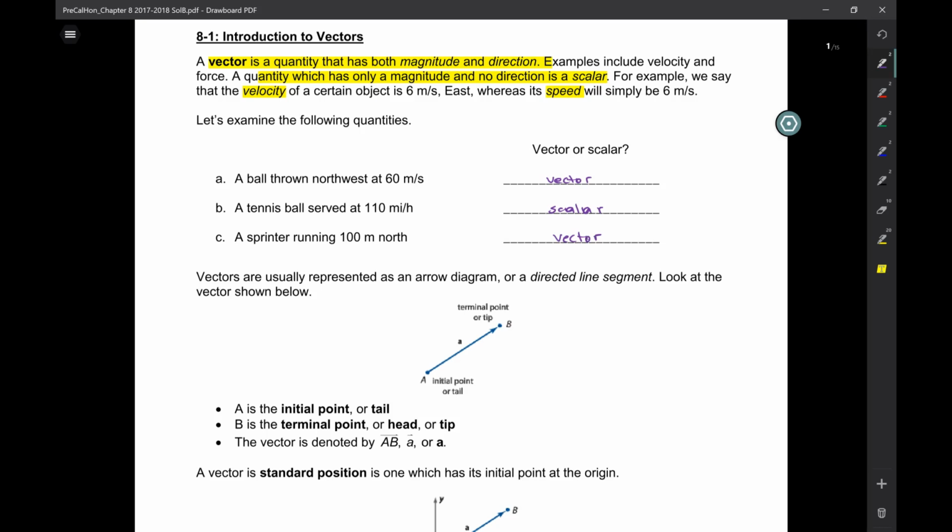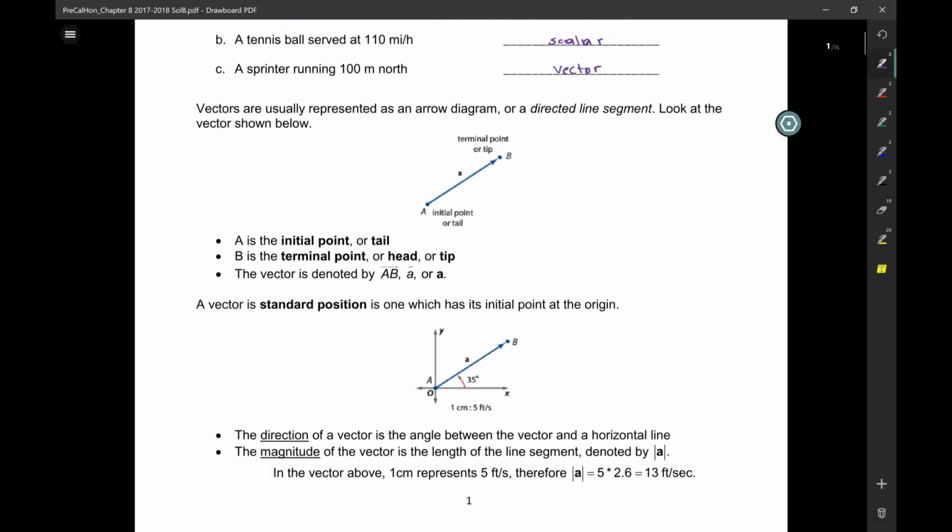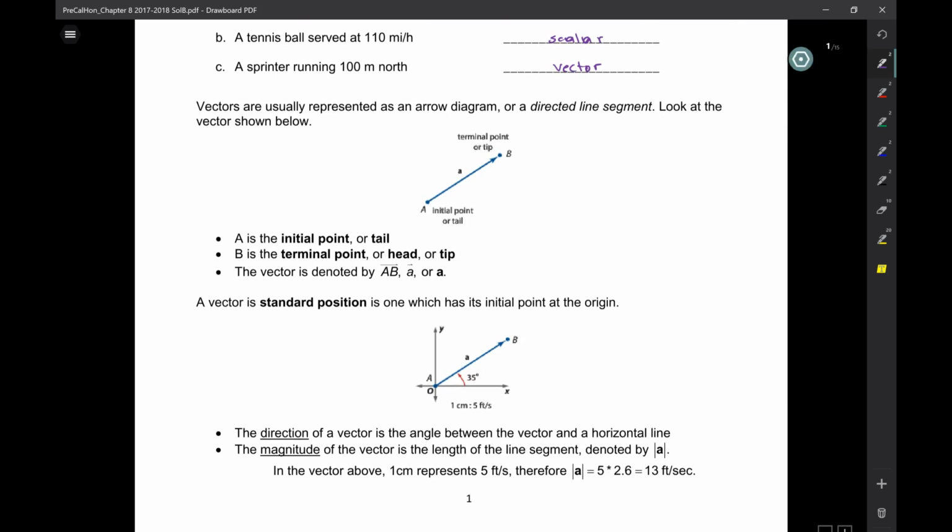This lesson is mostly about just the new vocabulary, the new terminology, okay? So we're going to get used to new notation and all that good stuff. Vectors, because they have a specified direction, are represented as an arrow diagram, or you can call it a directed line segment. Take a look at the vector here. It has a clear direction, like there is no question about the direction of this. So it has an initial point and a terminal point, right? It looks like a ray, but we don't call it a ray, it's a vector.